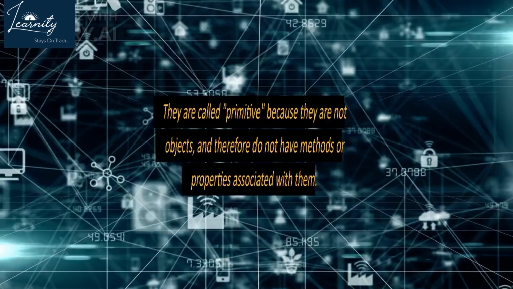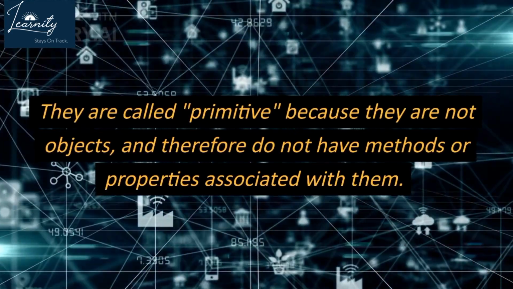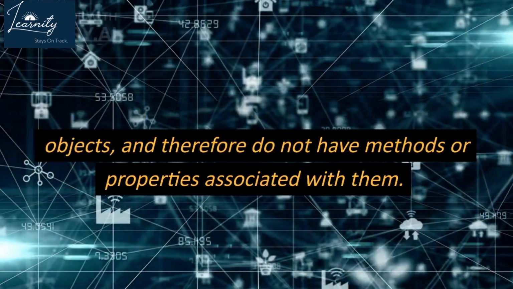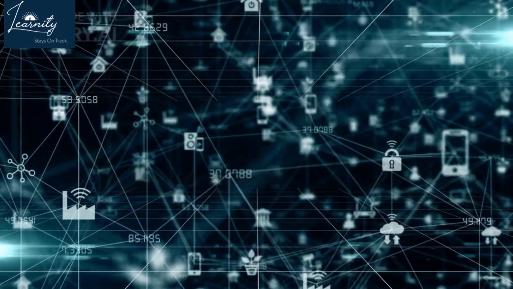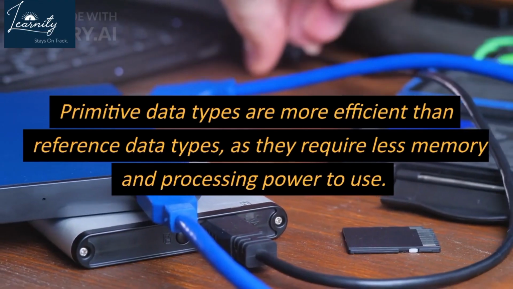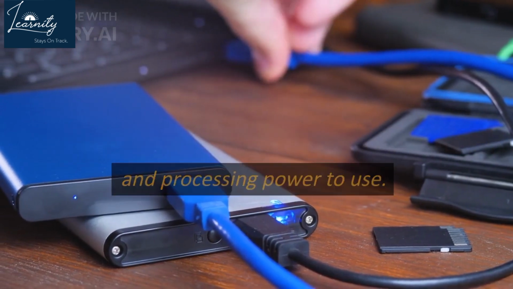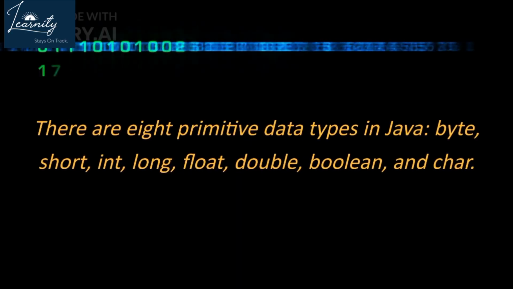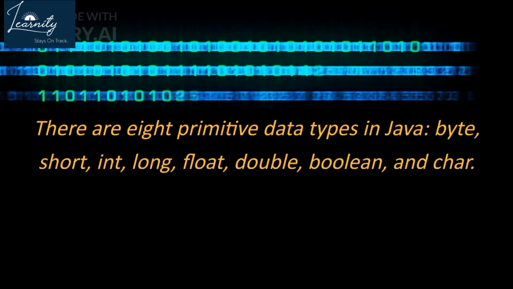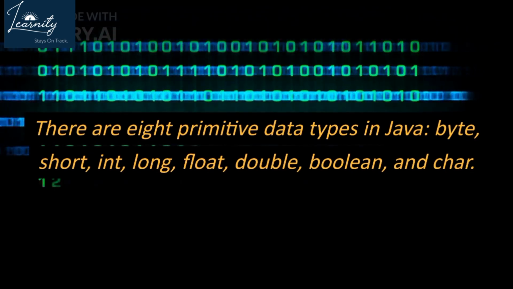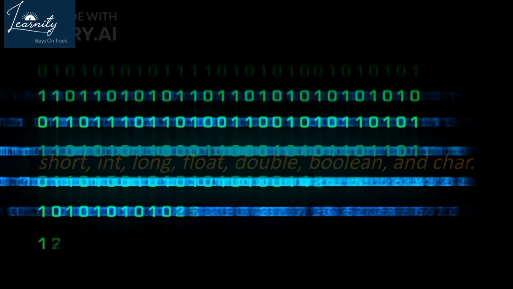Primitive data types in Java are used to declare variables, assign values to them, and perform mathematical operations on them. They are called primitive because they are not objects, and therefore do not have methods or properties associated with them. Primitive data types are more efficient than reference data types, as they require less memory and processing power to use. There are 8 primitive data types in Java: byte, short, int, long, float, double, boolean, and char.